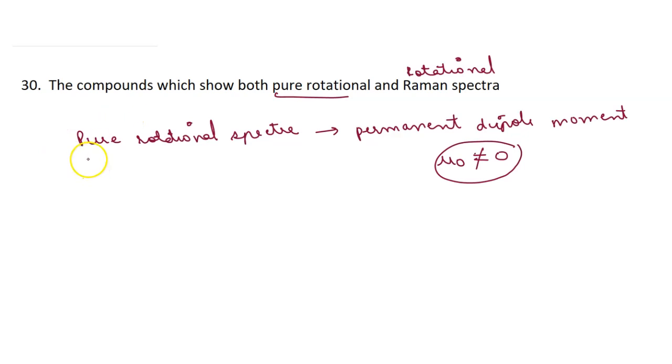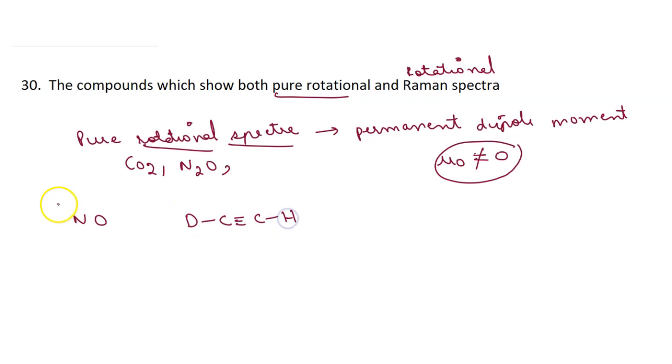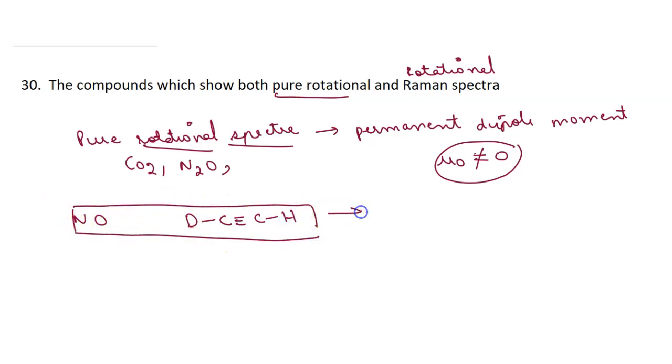The first three options given were CO2, N2O, and one more symmetrical molecule. Pure rotational spectra was not observed in those cases, but one option in which both NO and C triple bond C H were given. In both cases, mu naught was not equal to 0. They possess a permanent dipole moment.